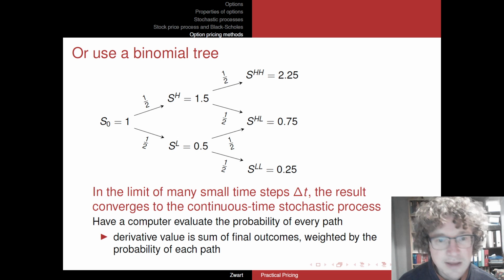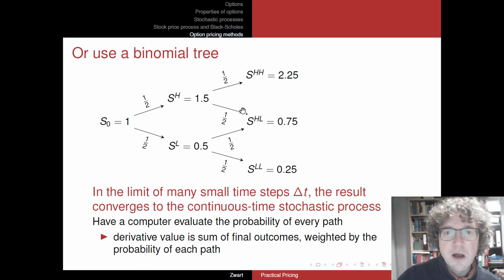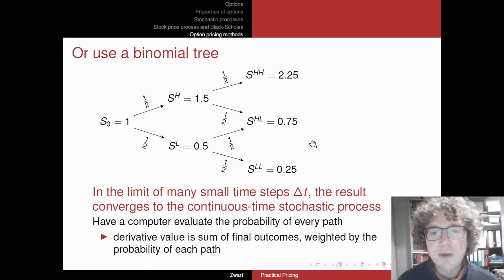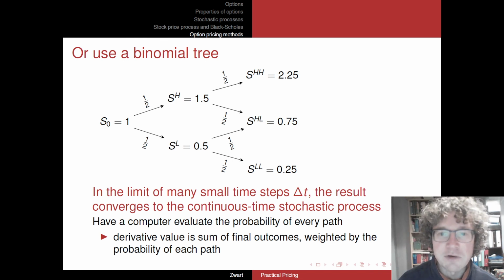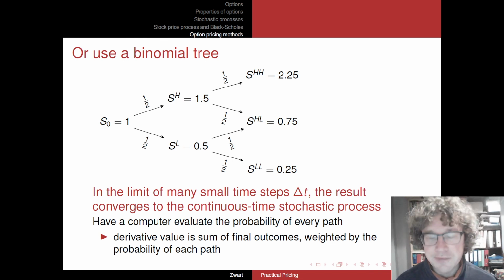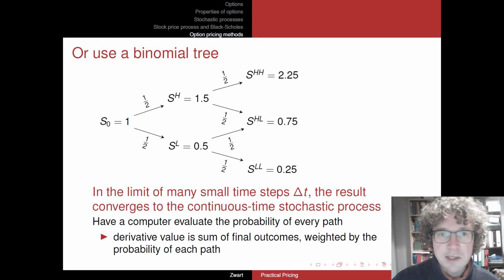So if you do that, then the initial value of the derivative is going to be the sum of the different outcomes that we would have for the different end values, the different endpoints of this tree, weighted by the probability of all the paths that end up at those different values. And that's what we're going to do in this binomial tree approach to pricing options.